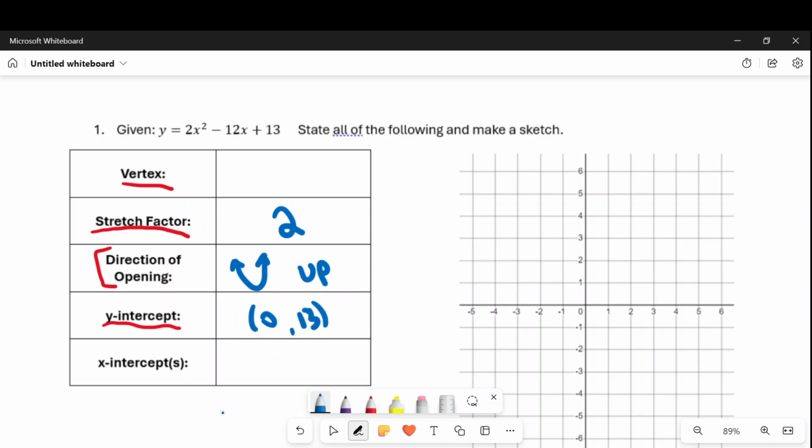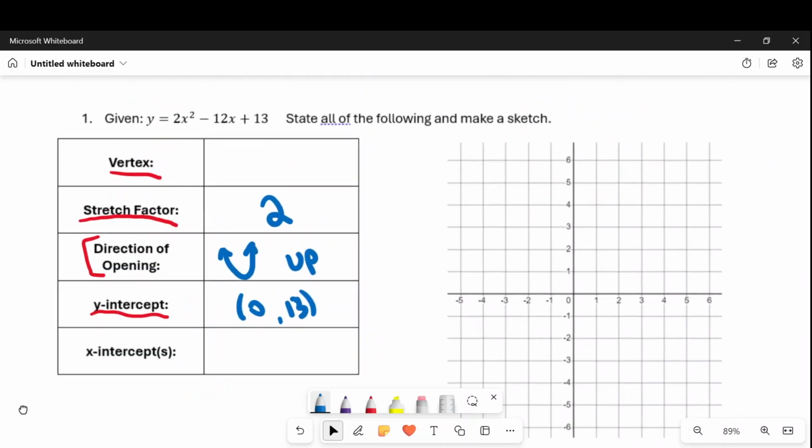X-intercepts, we can't do that unless we have vertex form. So I've got some of the information, but I certainly can't sketch it yet. I don't know the vertex. I need the vertex to make a sketch. And also I can't answer the x-intercept question right now. So what I need to do is I need to rewrite that equation into vertex form.